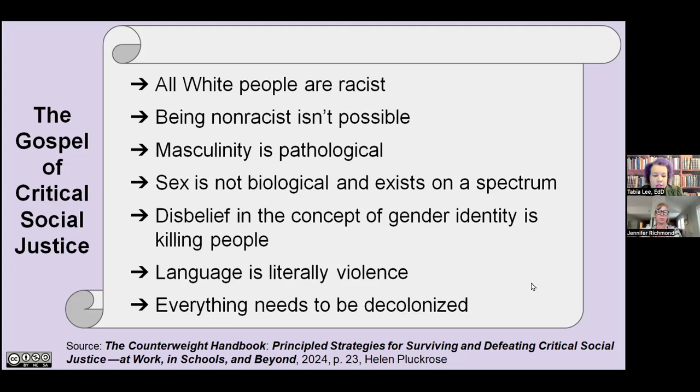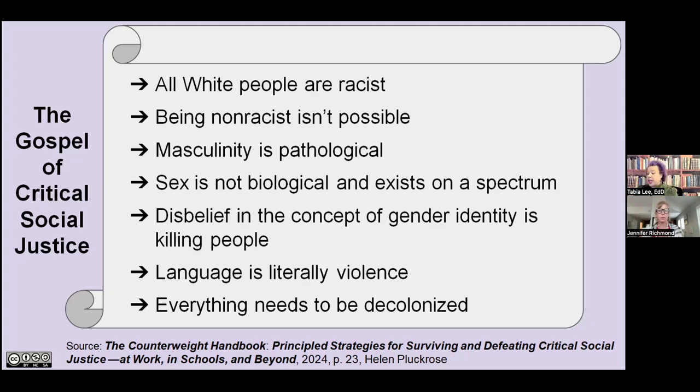And what are some of the core tenets of it? So one is that all white people are racist. Another is that being non-racist isn't possible. Masculinity is pathological. Sex is not biological and exists on a spectrum. Disbelief in the concept of gender identity is killing people, so a centering of that. And also language being viewed as literally violence, and everything needs to be decolonized. So these are some of the core tenets of the gospel of critical social justice.